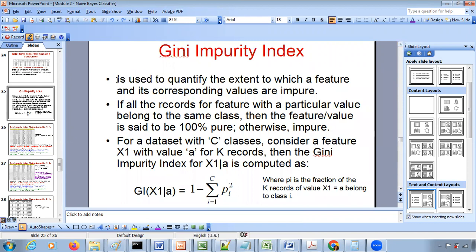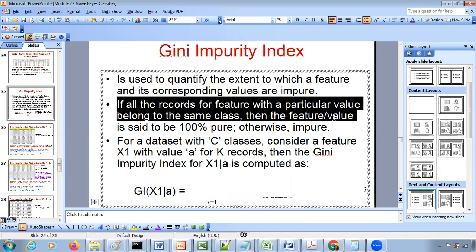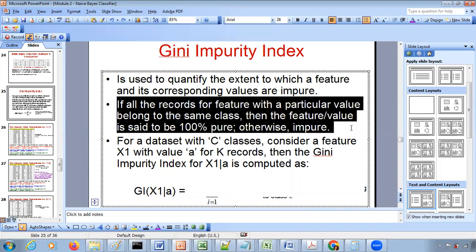Okay, so it's a quantitative measure that captures the extent to which a feature and its corresponding values are impure. So what I mean by pure or impure is this. If all the records for a feature of a particular value belong to the same class, then the feature value is said to be 100% pure, otherwise impure.